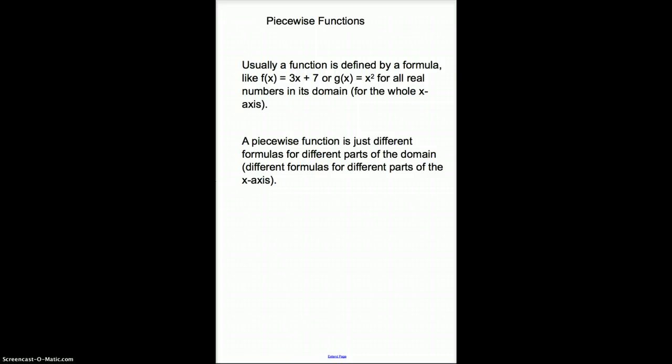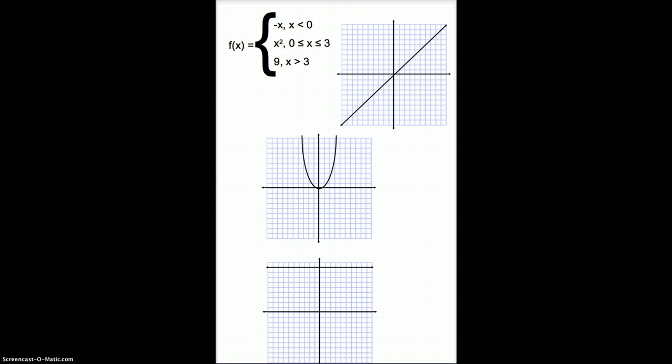A piecewise function is just different formulas for different parts of the domain. So for different x values, you're going to use different formulas. For example, for x values less than 0, we'll use the formula negative x. So whatever x values are less than 0, we're going to put a negative in front of it, or make it the opposite. For values between 0 and 3, including 0 and 3, we'll square them. And for values greater than 3, we're going to have them equal 9 no matter what they are.